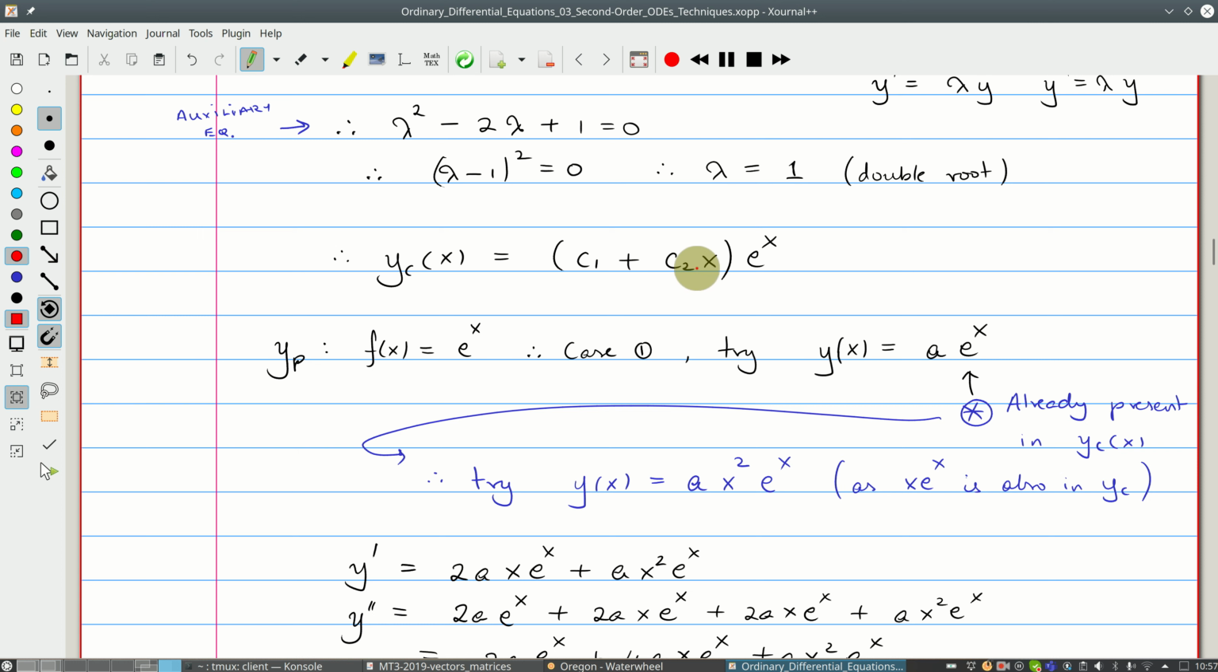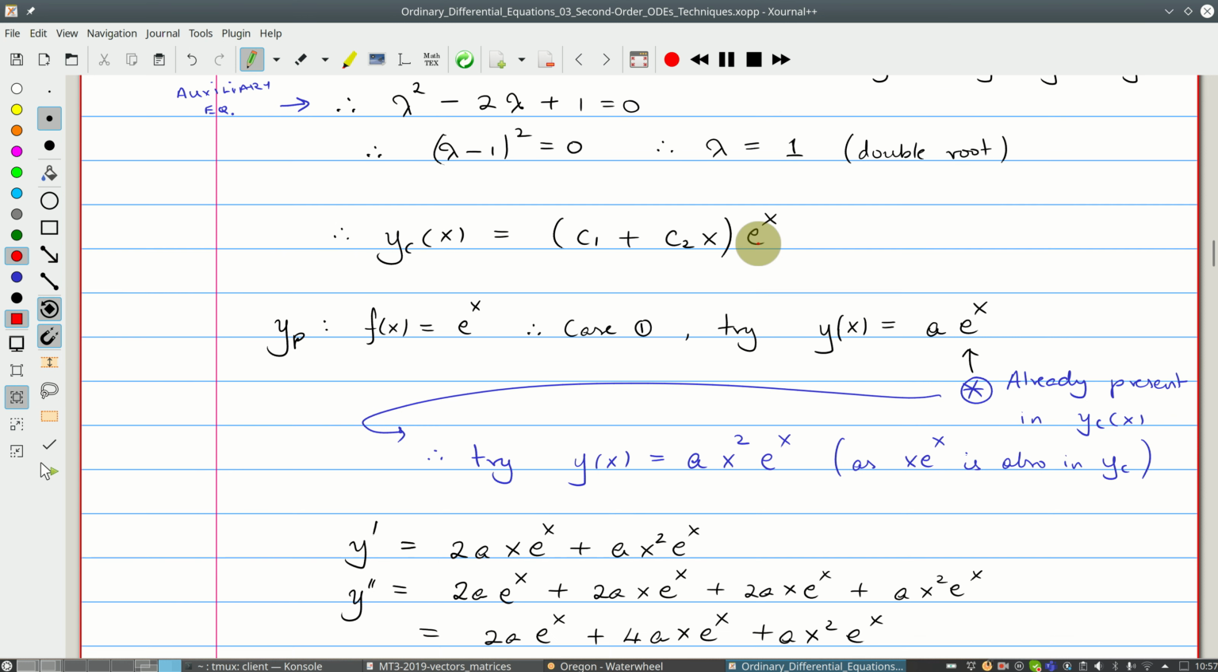Okay, fine. So now we try the next power up. x times e to the ax times e to the x, but c2 x e to the x is already present in the complementary solution. So we try the next power. We're going to try y is equal to a times x squared e to the x. That's not present over here.